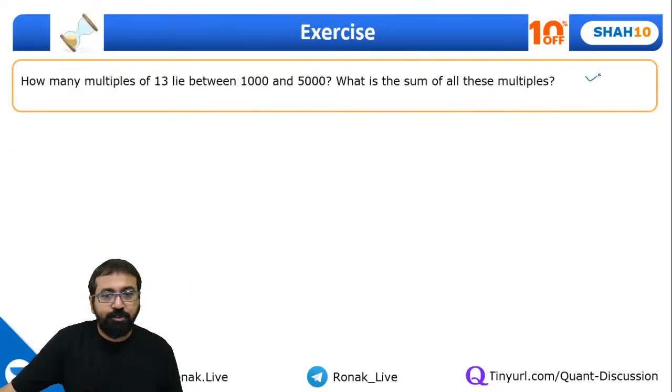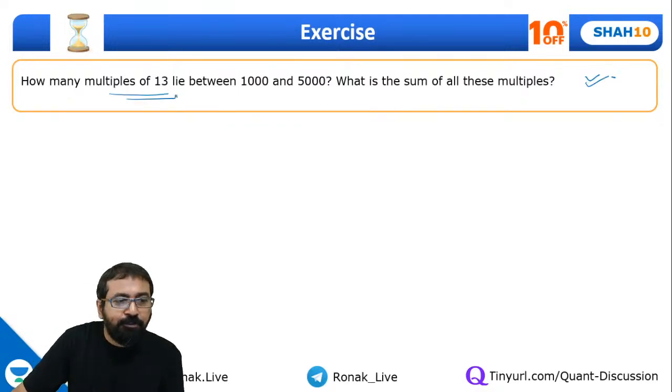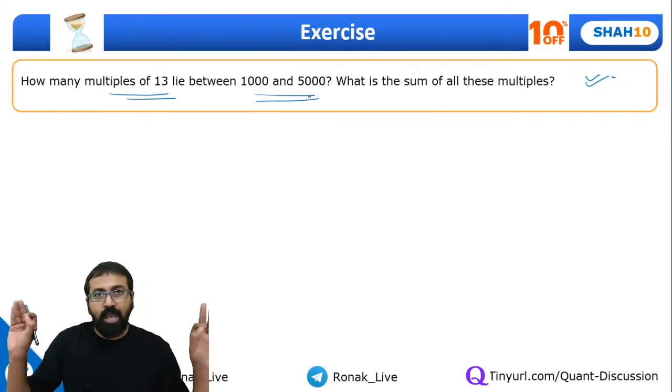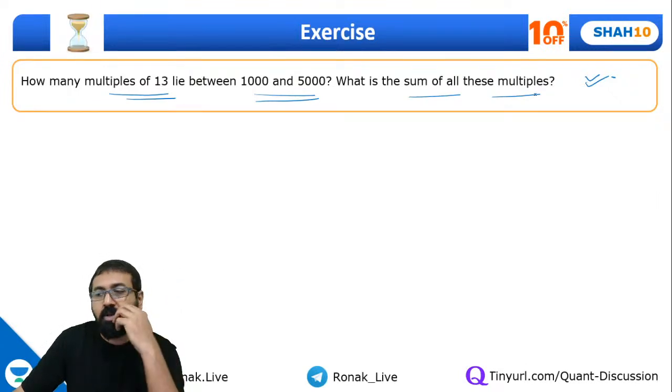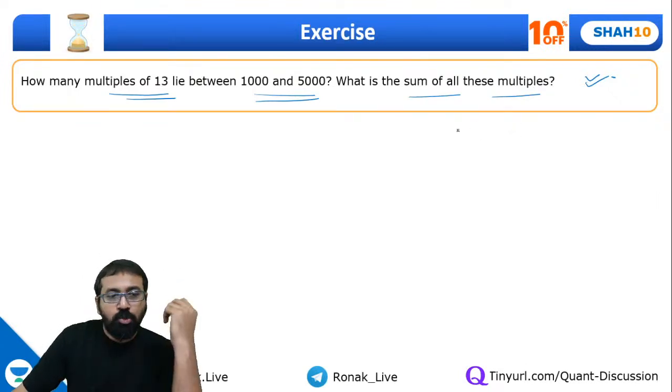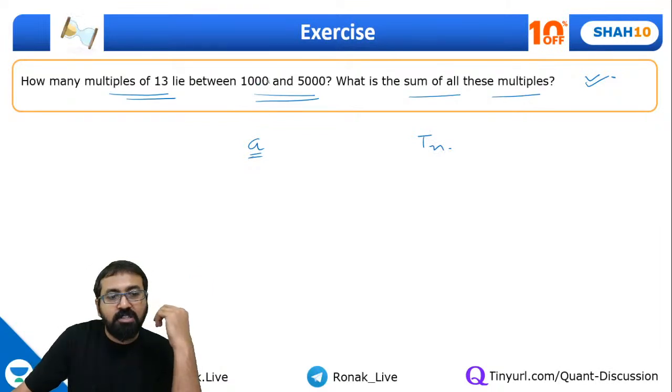One more question for you. And simple question, how many multiples of 13 lie between these two numbers? Between these two numbers means you need to exclude the boundary numbers. And what is the sum of all these multiples? So you also need to tell me what is the sum of all multiples, right? So guys, to solve such questions, I'll suggest you find out the first term and the last term. So which is the first multiple of 13?